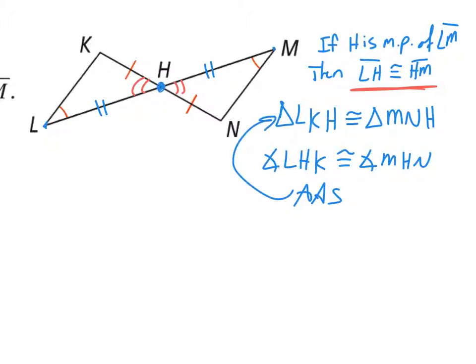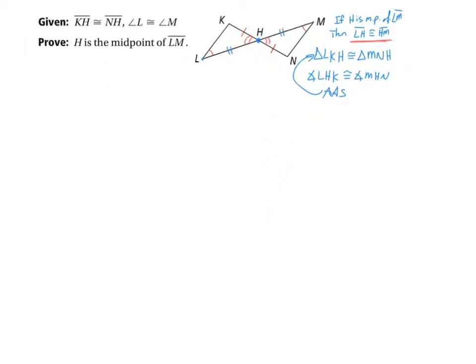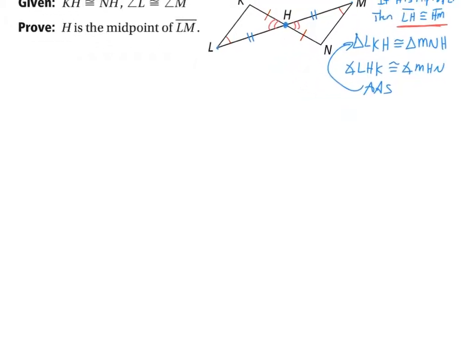Okay, so we have a plan in place here, right? We walked through all the pieces we're going to need in order to show that H is the midpoint of line segment LM. So let's back out and write this proof. Writing the proof, we have to start with what we're given. We're given line segment KH is congruent to line segment NH, and angle L is congruent to angle M. Those are two pieces we definitely need to show our triangles are congruent. So I'm going to start there. Zoom in on this a little bit more so you can read that easier.